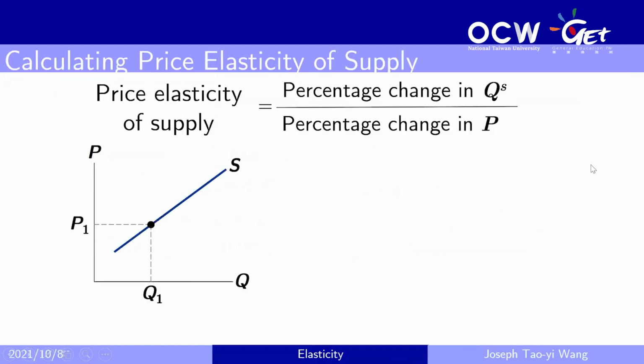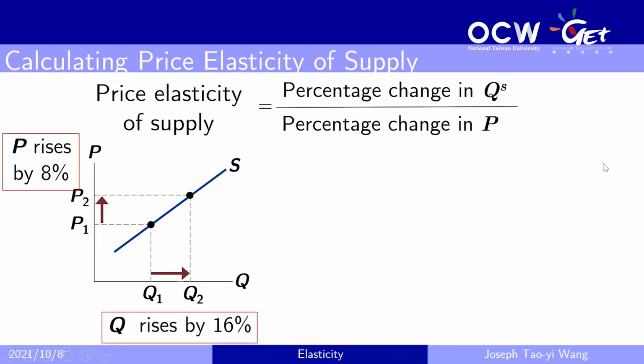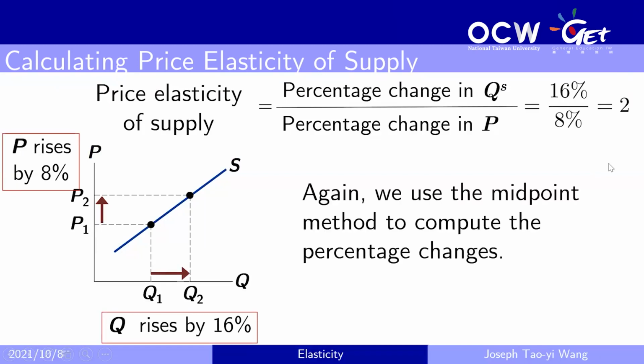So let's look at this graph. If the price goes up by 8% and quantity goes up by 16%, then you can calculate that the price elasticity of supply is 16% divided by 8%, so it's 2. And again, we're using the midpoint method to calculate percentage changes to avoid the difference between going from point A to point B and back from point B to point A.